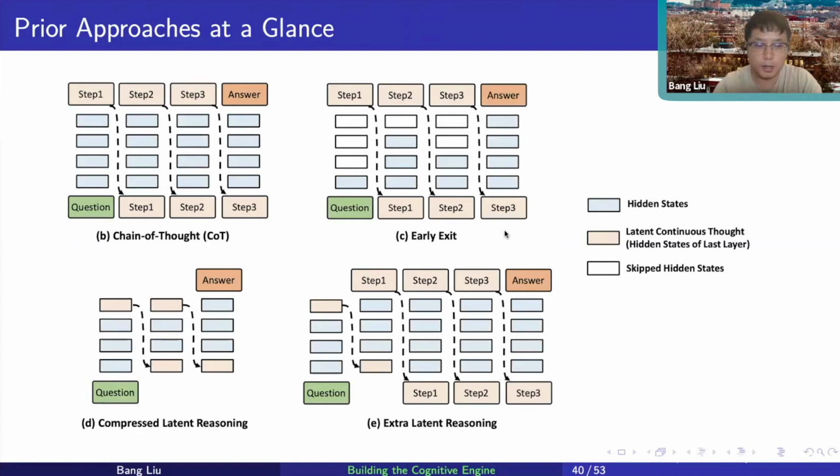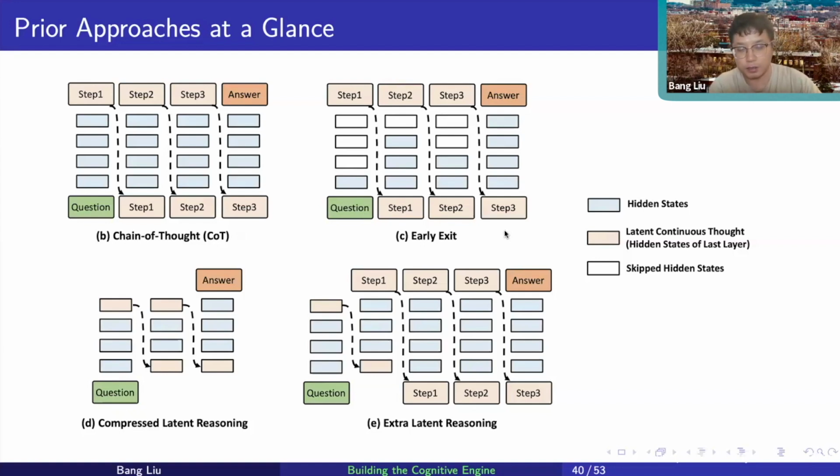Another way is early exit. Early exit means that if you have a 20-layer transformer, you don't need to go through 20 layers at every step, because some steps are easier to reason about. So maybe you just need 1 layer or 3 layers, and then you get the token. This is early exit, to reduce the inference steps dynamically. Then there is compressed latent reasoning, which means I don't need to output the explicit token during the thinking process. I just continue updating the latent in the latent space. This is what we call latent reasoning.